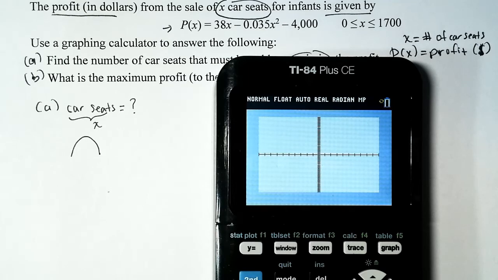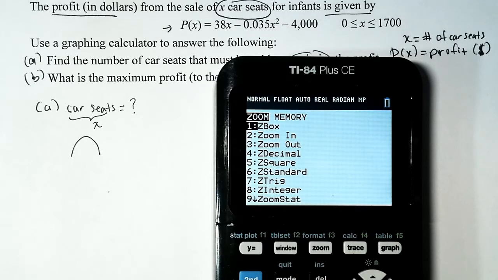This is a screen that we had from an earlier problem. I want to come back home, so let me come to the standard viewing window, and then we'll adjust the window. To do that, we're going to hit zoom, and then we want to select option 6. We either use our drop down arrows or we just punch in the digit 6. So ZStandard is code for zoom standard. So that's the standard viewing window, so let's go ahead and hit graph.